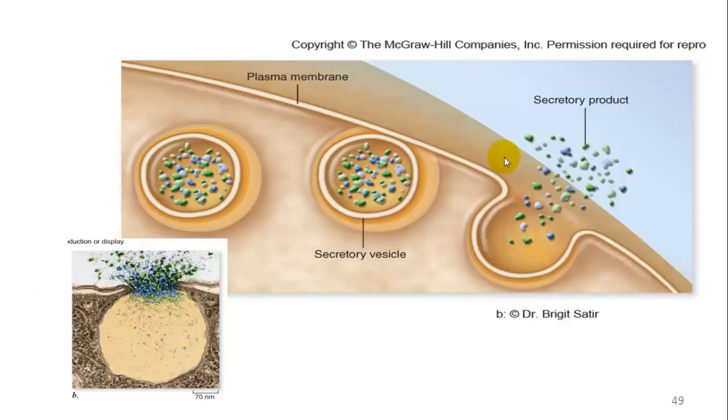Here's an example of exocytosis. You may have a secretory vesicle, something you want to secrete to the outside of the cell. It will then bind with the outer plasma membrane. As it binds, whatever's inside of it is then excreted out.